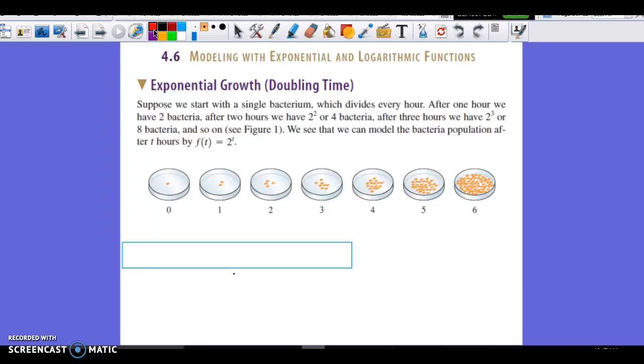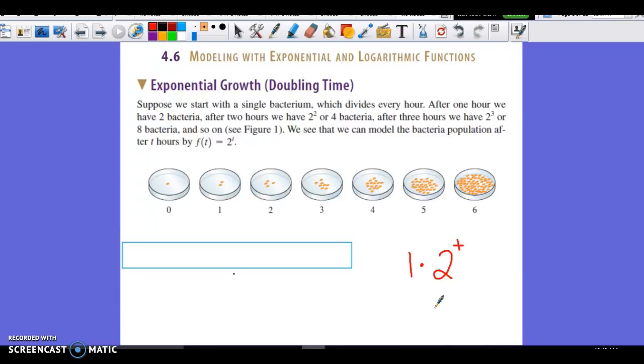Anytime you see something that says doubling, you're going to think 2 to the x or t or whatever. Doubling is 2 to the something. If it's tripling, it'd be 3 to the something. If something is actually getting smaller, you can do like a half. So for this problem, if I'm starting with just the one piece of bacteria, I'm going to do 1 times 2 to the t.